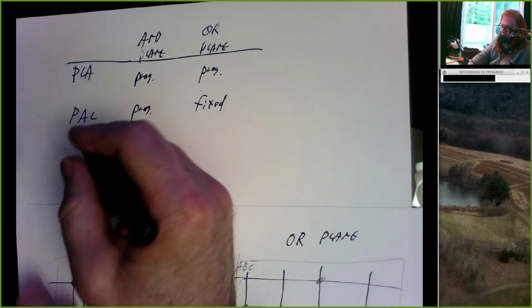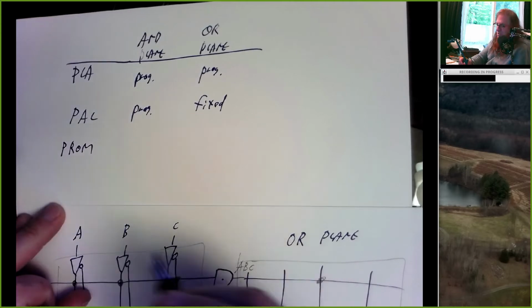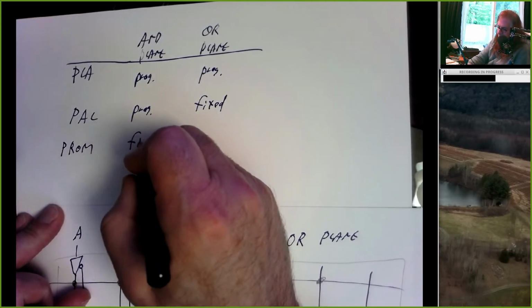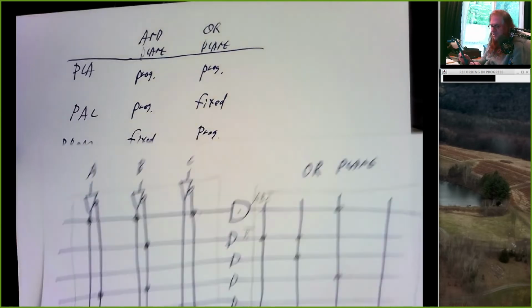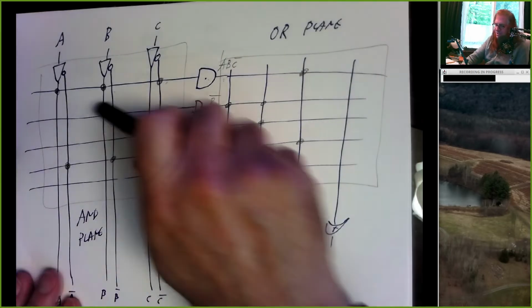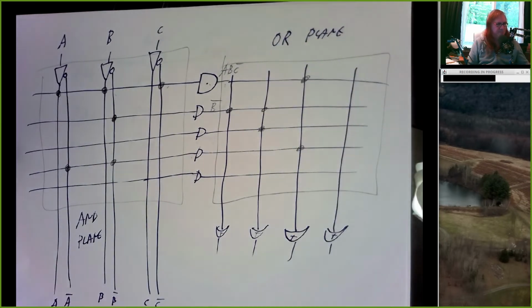And then the third type of device is called a PROM. And with a PROM, the AND plane is fixed and the OR plane is programmable. So it's the opposite of a PAL. These connections are hardwired, but we can change these connections however we like. And so these are three types of devices that we can buy.